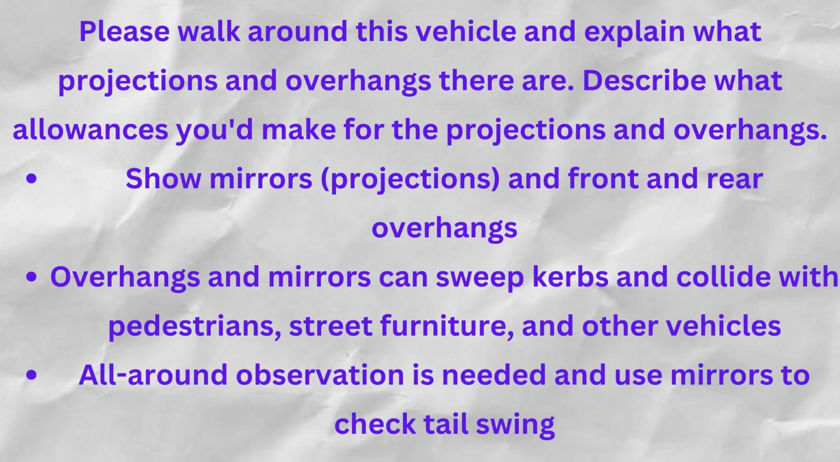Please walk around this vehicle and explain what projections and overhangs there are. Describe what allowances you'd make for the projections and overhangs. 1. Show mirrors, projections and front and rear overhangs. 2. Overhangs and mirrors can sweep curbs and collide with pedestrians, street furniture, and other vehicles. 3. All-around observation is needed and use mirrors to check tail swing.